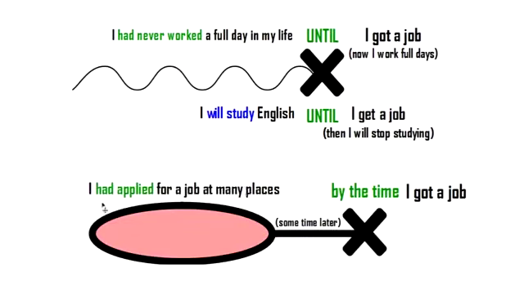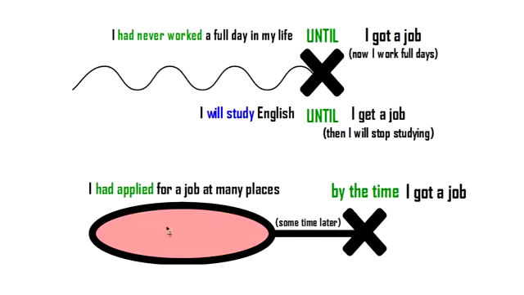So if I read this, it says, I had applied for a job at many places by the time I got a job. So by the time, again, is basically like saying before. So before I got a job. But it really indicates that between this action, I had applied for a job at many places, and this action, I got a job, there was a distinct amount of time. For example, sometime later passed, and then I got a job. So I'm usually using, in the past tense, the past perfect when I use by the time to indicate that this action happened and it finished, and then sometime later I got a job.